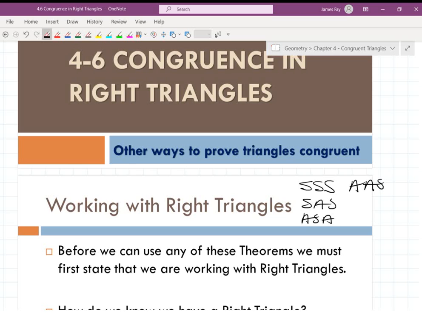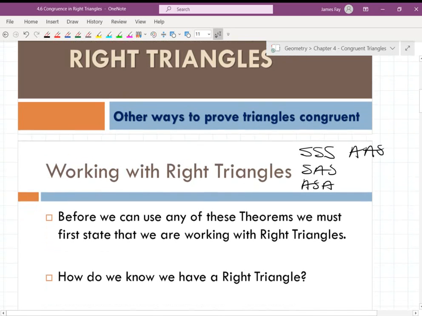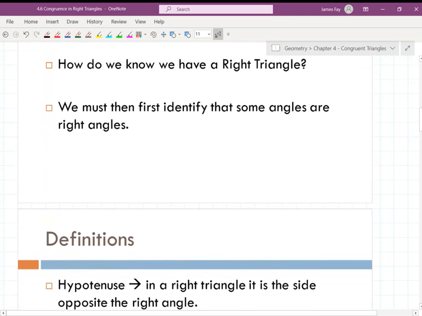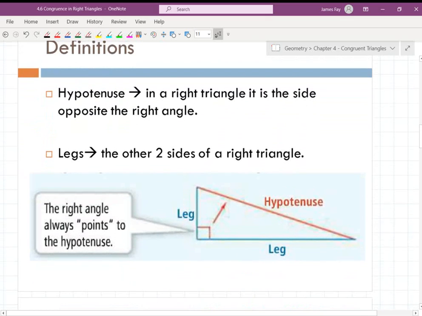So before you can use today's theorem, you have to first recognize that you have a right triangle. How do we recognize that we have a right triangle? If you have a triangle that has a right angle in it, that would need to be explained in our proof before we use this theorem. And what this theorem is called is hypotenuse leg, so we need to know what those things are.